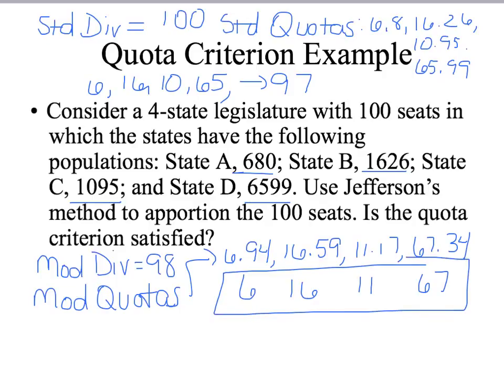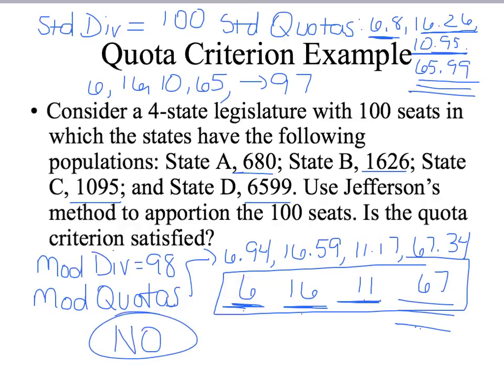What I want to know is, is the quota criterion satisfied? Well, in order for the quota criterion to be satisfied, the number of seats assigned to each state, which is what we have here, should be its standard quota rounded either up or down. So look at the first one. 6.8 rounded down is 6. Okay, that's fine. 16.26 rounded down is 16. 10.95 rounded up is 11. But 65.99 rounded up is only 66, not 67. So that is the problem, and no, the criterion is not satisfied.